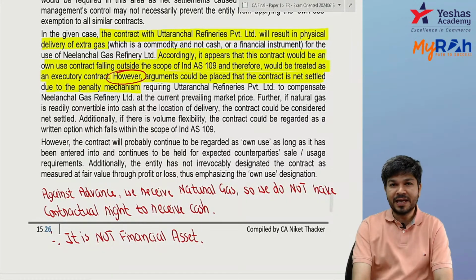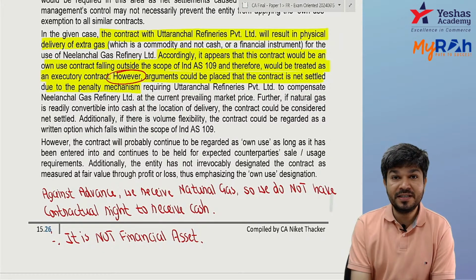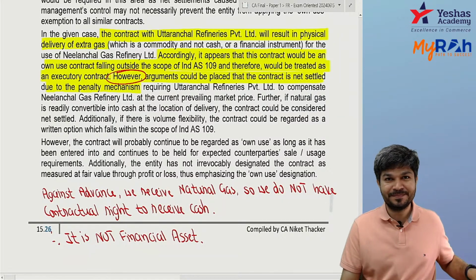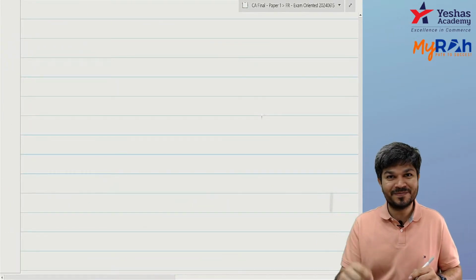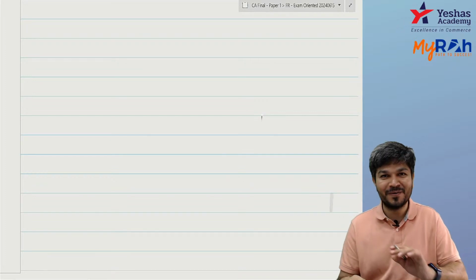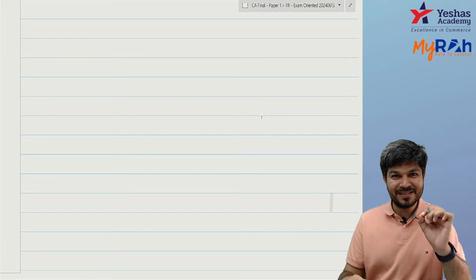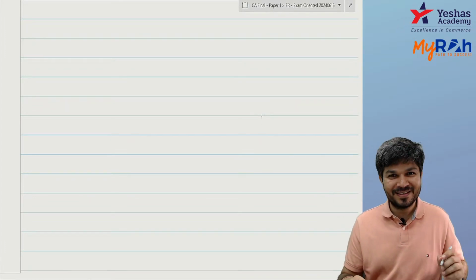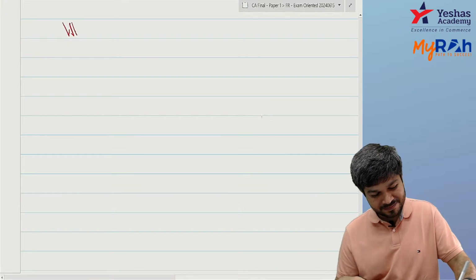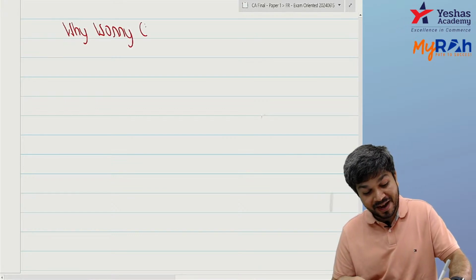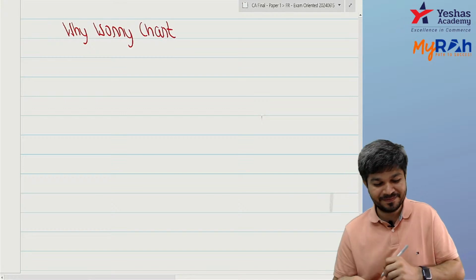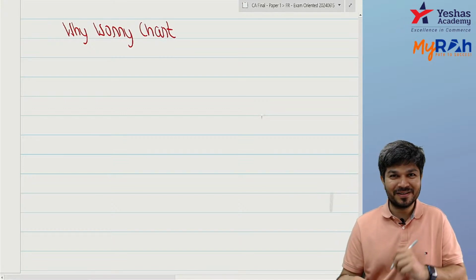Any doubts? Anybody? We did the whole chapter, analysis of financial statements, fully. The whole of your chapter revised in 2 hours. Now, I came across a very simple chart. This is called a why worry chart.